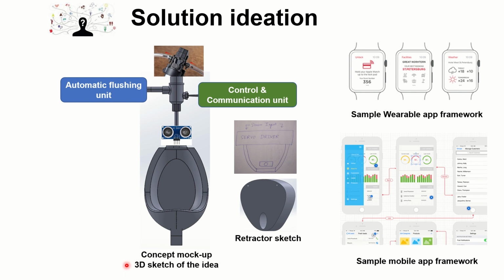This concept mock-up 3D sketch of the idea depicts the solution. Whenever the user urinates, the urine sample is collected using this retractor. As of now, the retractor is 3D modeled and yet to be built. The ultrasonic sensor identifies the user presence, and the RFID reader reads the user data. After the sample taking process is completed, the automatic flushing unit cleans the urinal.